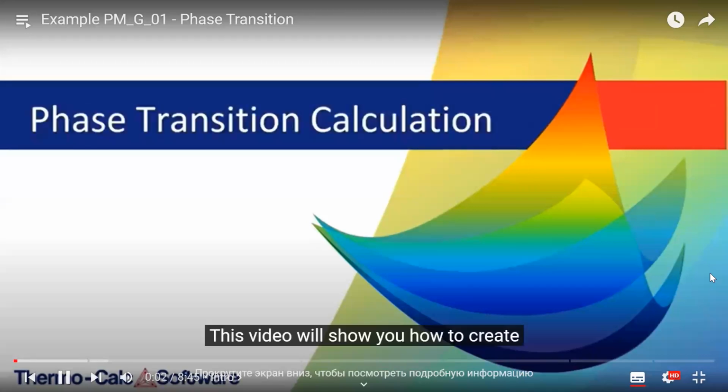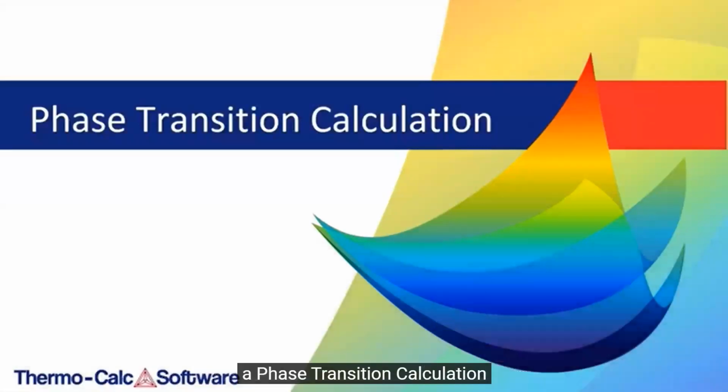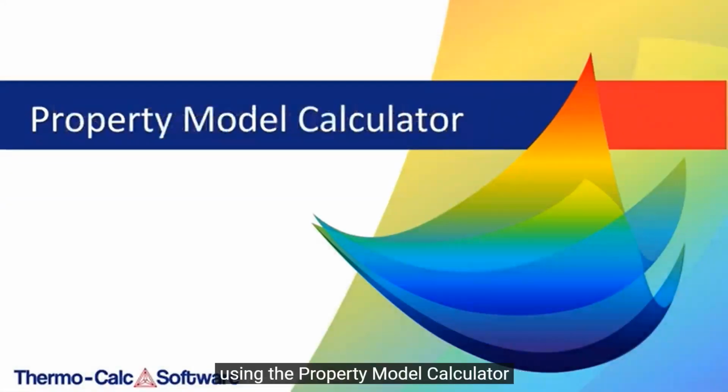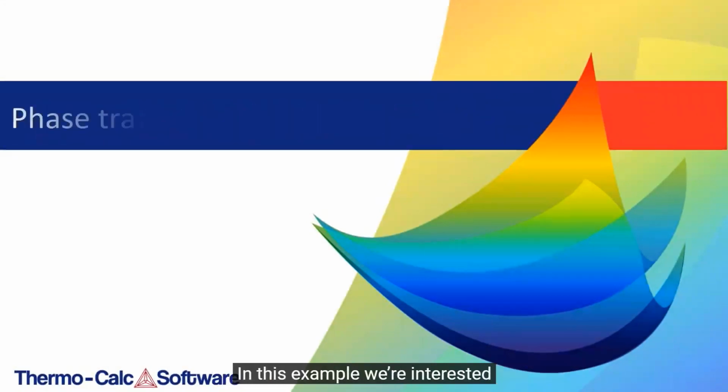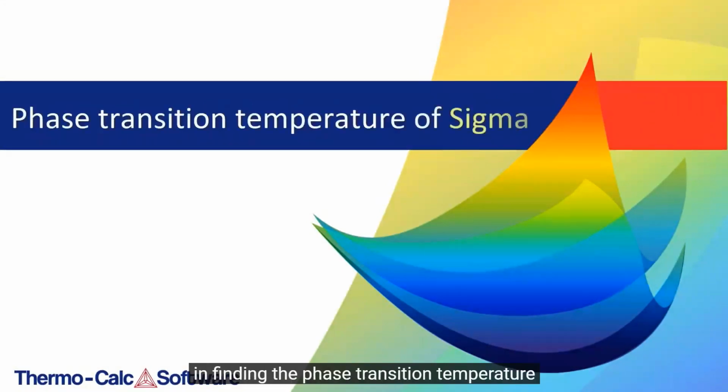This video will show you how to create a phase transition calculation using the property model calculator in the graphical mode of Thermo-Calc. In this example, we're interested in finding the phase transition temperature of sigma and how it changes with variations of material composition, as it is brittle and generally undesirable.